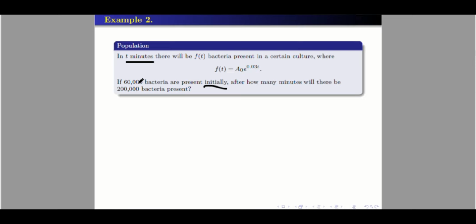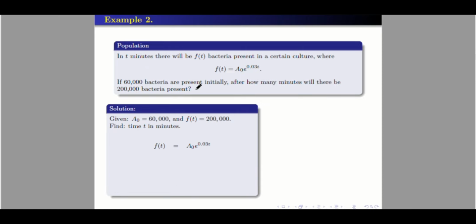Since it's initial, that is our A sub 0. Every time we have A sub 0 in the model, it means it's the initial value. And of course, our f of t is 200,000 bacteria. So this is the future number of bacteria. So the question is, how long will it take for the bacteria to grow to 200,000 from 60,000? We are asked to find the time.